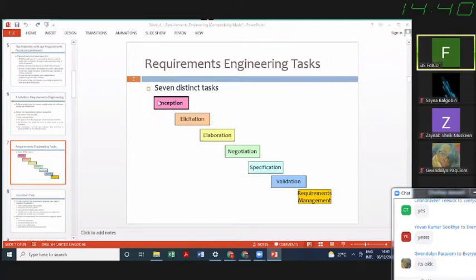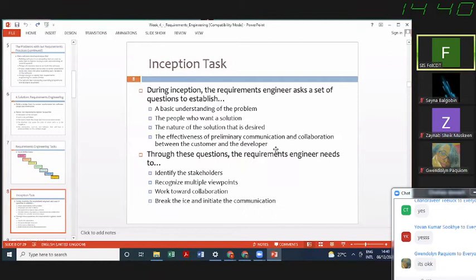So when we are doing requirements engineering, or we are sitting down with the client, the client is explaining what he or she is going to need for the system. So at our level, if you're a requirements engineer, you have to think about these 7 steps. The first one is inception. So let us start to understand what is inception. So step 1 or task 1 that we find here.